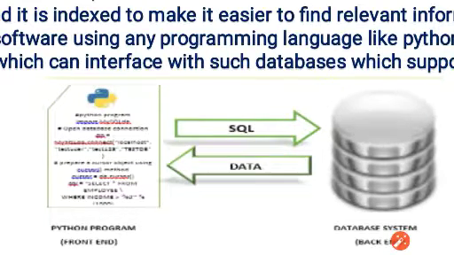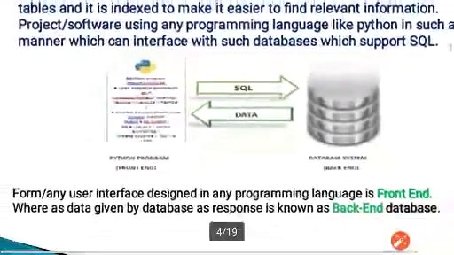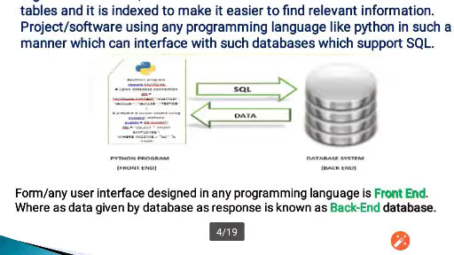So we can say at the front end we have Python, and at the back end we have the database, SQL. What do we mean by front end and back end? Any user interface designed in any programming language is called the front end, and any data given by any database is the back end database. Hope this is clear.